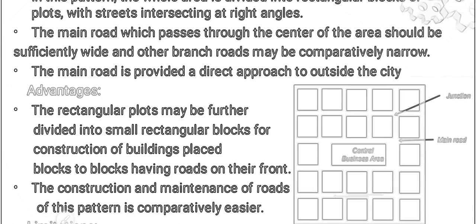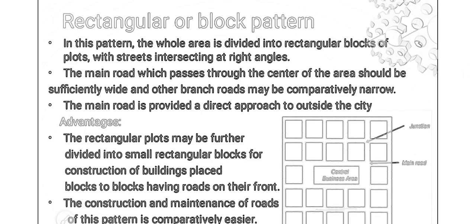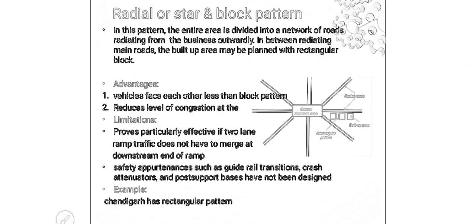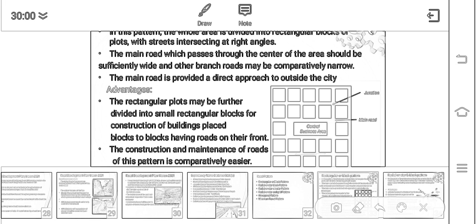Now one by one we will see what are the advantages, disadvantages and how it looks. This is the central business area. If you consider this is the main road, then these are the crossroads. These are all yellow blocks or built up areas. It means the roads are to be connected from the built up areas towards the central business area.